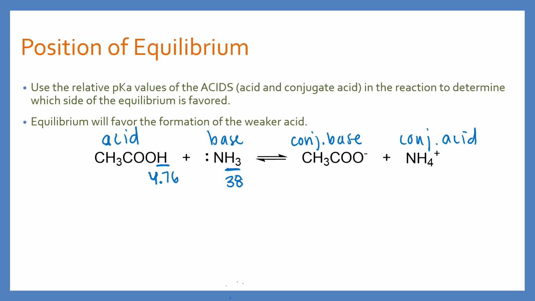So we now need the relative pKa values of the two acids in order to determine which side of the equilibrium is favored. We have the pKa of acetic acid. The pKa of ammonium, one of these protons, is 9.25. So we are comparing 4.76 to 9.25. 9.25 is a higher number. That means that ammonium is the weaker acid, and that is the side of the equilibrium that's going to be favored. So this reaction moves in a forward direction, and the products are favored.